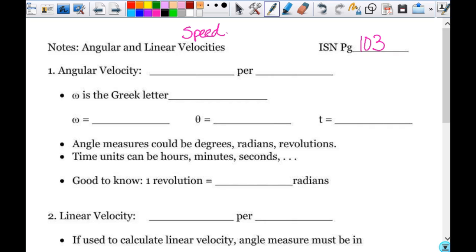The most generic that I can get, velocity is something per something, which means it's a kind of a ratio here. This is just angle per time, because the angle can be measured in degrees, radians, or revolutions, and time can be hours, minutes, seconds. So it could be degrees per second, radians per minute, revolutions per hour, but it's some sort of angle measure per the time, right? So when you set that up, that pretty much tells you how to set up your little equation.